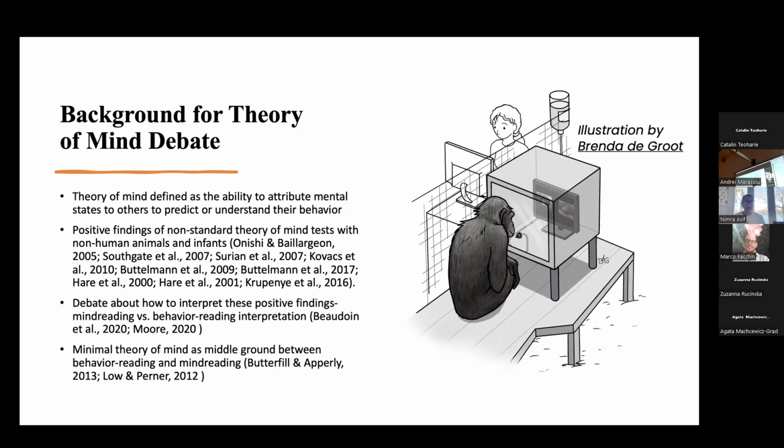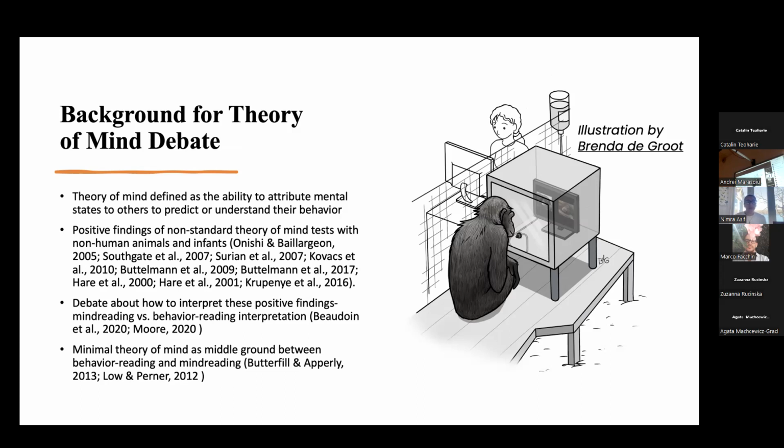And then there's the behavior reading camp. In the behavior reading camp, these researchers argue that all these positive results are unconvincing. They think the behavior of infants and non-human animals in these studies could easily be explained using a simple predictive strategy, which they label behavior reading. So it would just involve prediction and anticipation of others' behavior based on simple rules, such as people will look for an object where they last encountered it, or any associations you've formed based on experience about behavior.